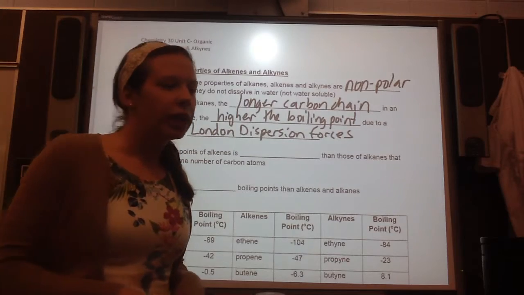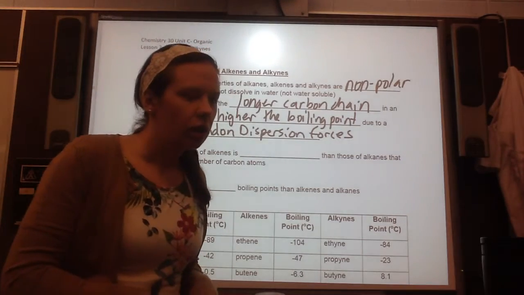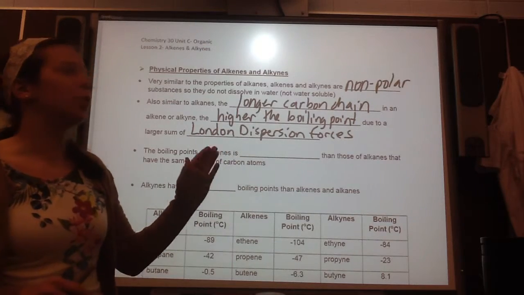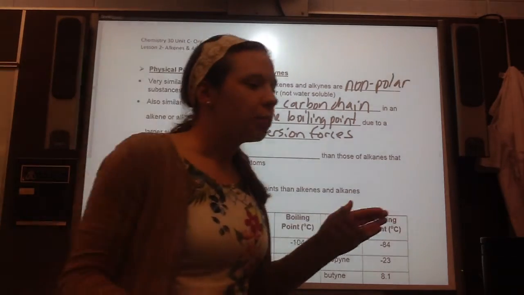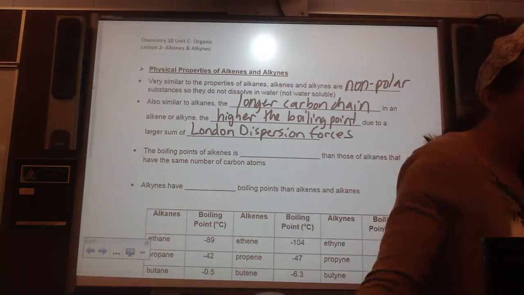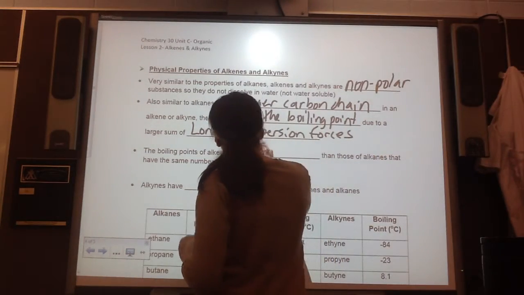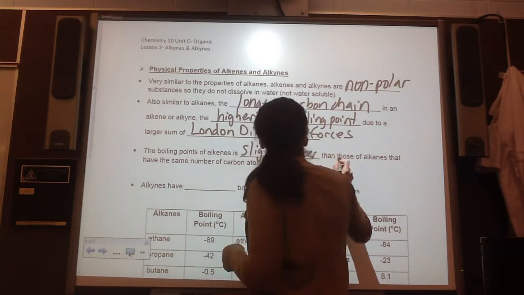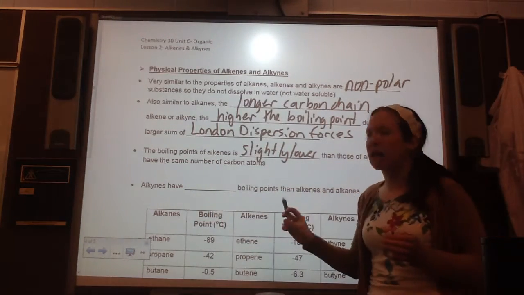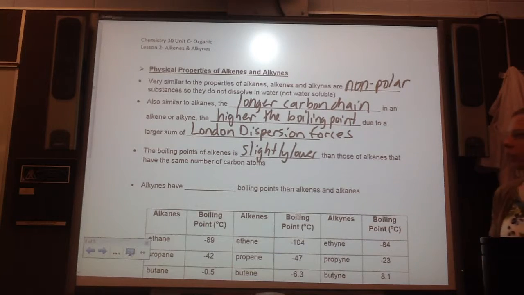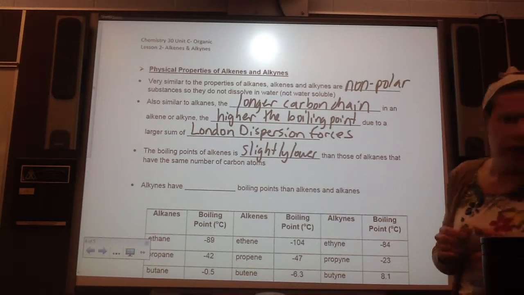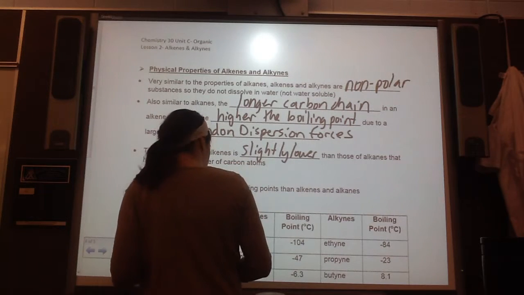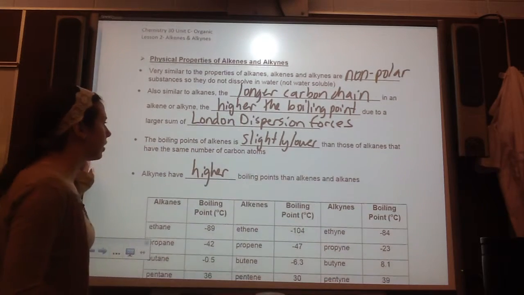Now, the boiling point of alkenes, so if I looked at a butene compared to butane, the boiling point of the butene is slightly lower than those of alkanes that have the same number of carbon atoms. Alkynes, however, have a higher boiling point than alkenes and alkanes.